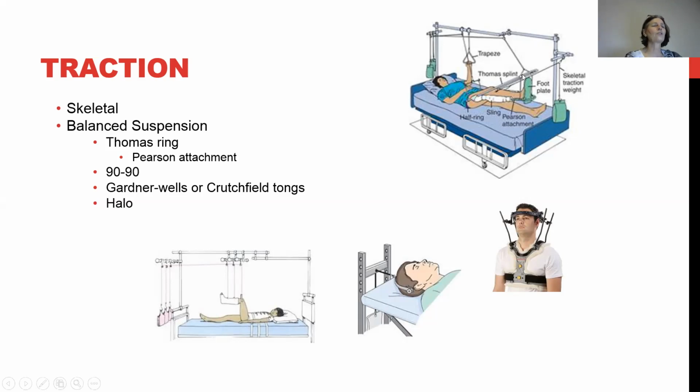And then you can see there's also counter traction here. You see the ropes that are attached at the top of that splint that go backwards to a pulley and hang off the top of the bed. So there's a pulling force in the opposite direction so the patient doesn't slide around in bed. That counter traction helps keep the forces aligned and provides pulling force in both directions. So this is a Thomas ring with a Pearson attachment in balanced suspension traction.